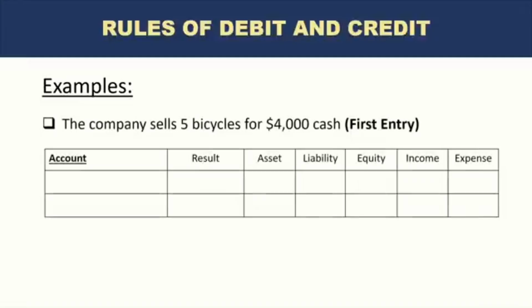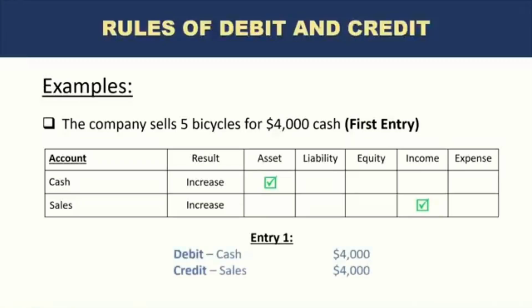Okay. So the company sells 5 bicycles for $4,000. The first entry, this will be the sales side of the entry. So the accounts that will be impacted are, one is cash, of course, because the company has received $4,000. The second will be sales or income. So cash is increasing. The company is receiving cash, and sales are also increasing because the company had no sales up until now. But with the sale of these 5 bicycles, the company now has sales of $4,000. So cash is an asset and sales is income. The accounting entry for this one will be debit cash $4,000, credit sales $4,000.